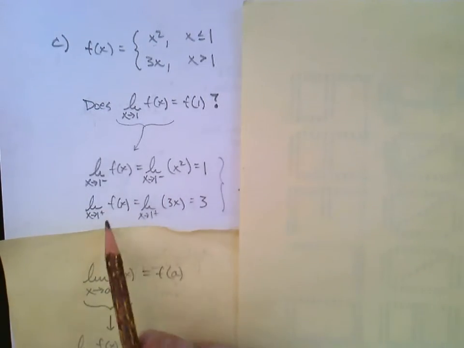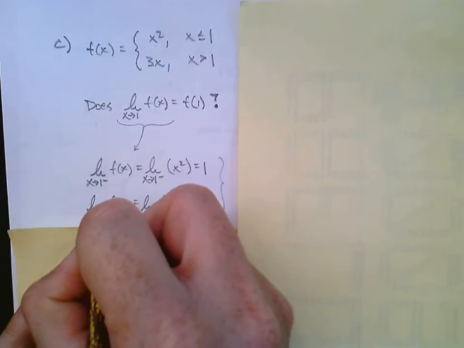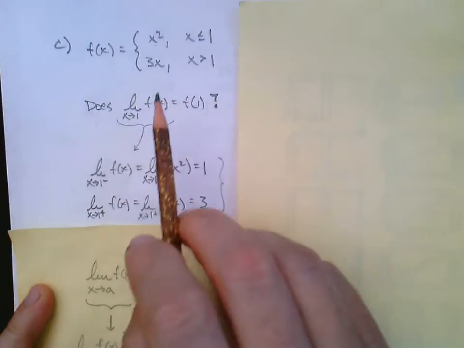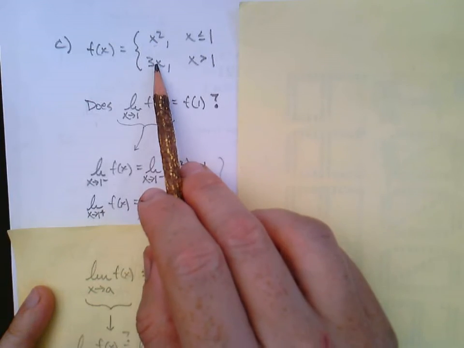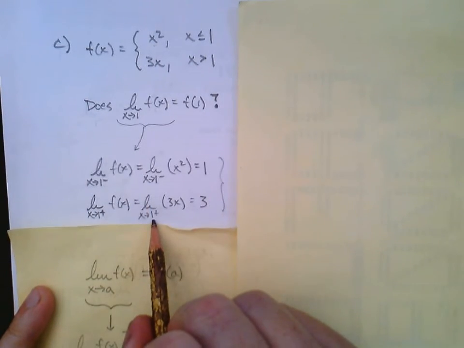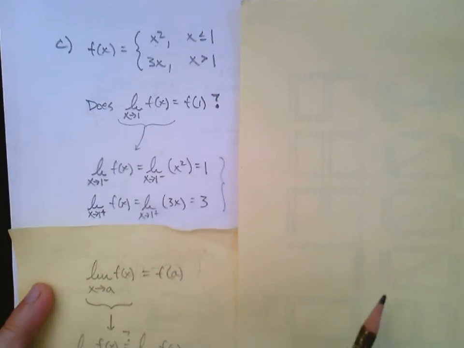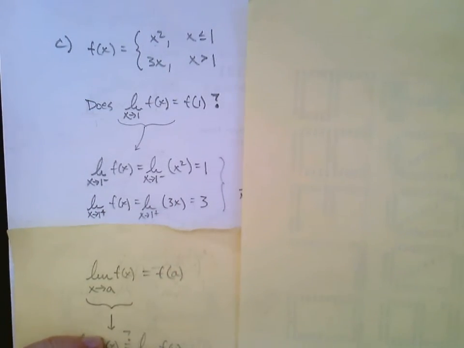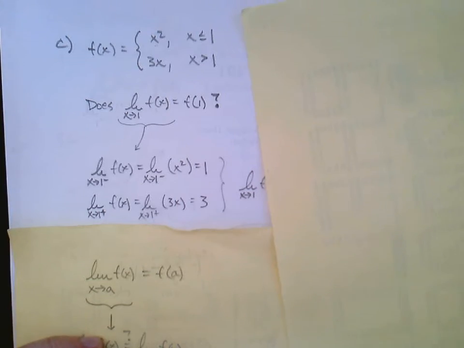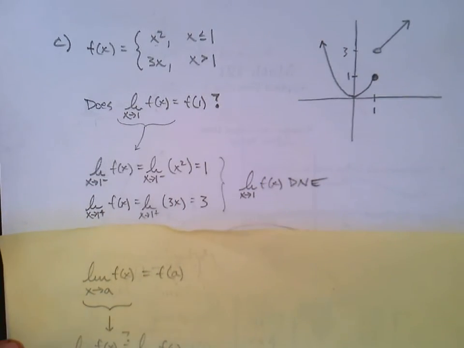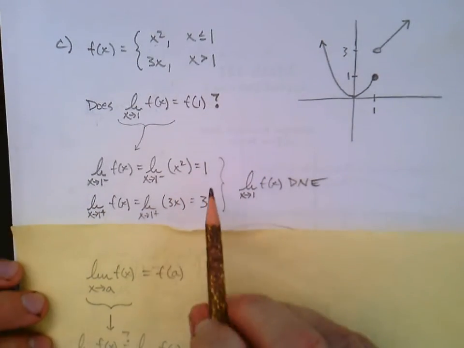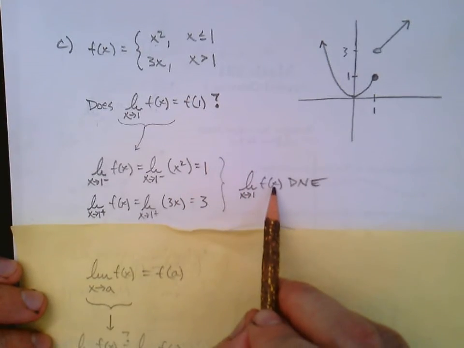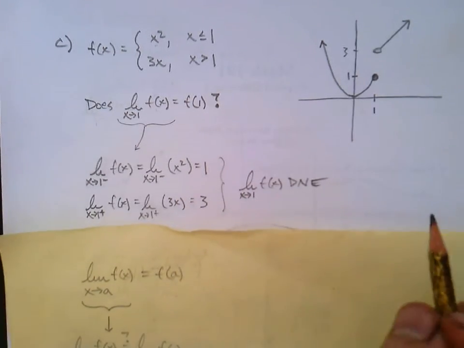Okay, very nice. As x approaches 1 from the right, then we look at values a little bit bigger than 1, so we're going to take the 3x. And all we've got to do is plug it in, and we'll get 3. Hey, on the left, it approached 1. On the right, it approached 3. So they're not the same value, so that means the limit of f of x as x approaches 1 does not exist.